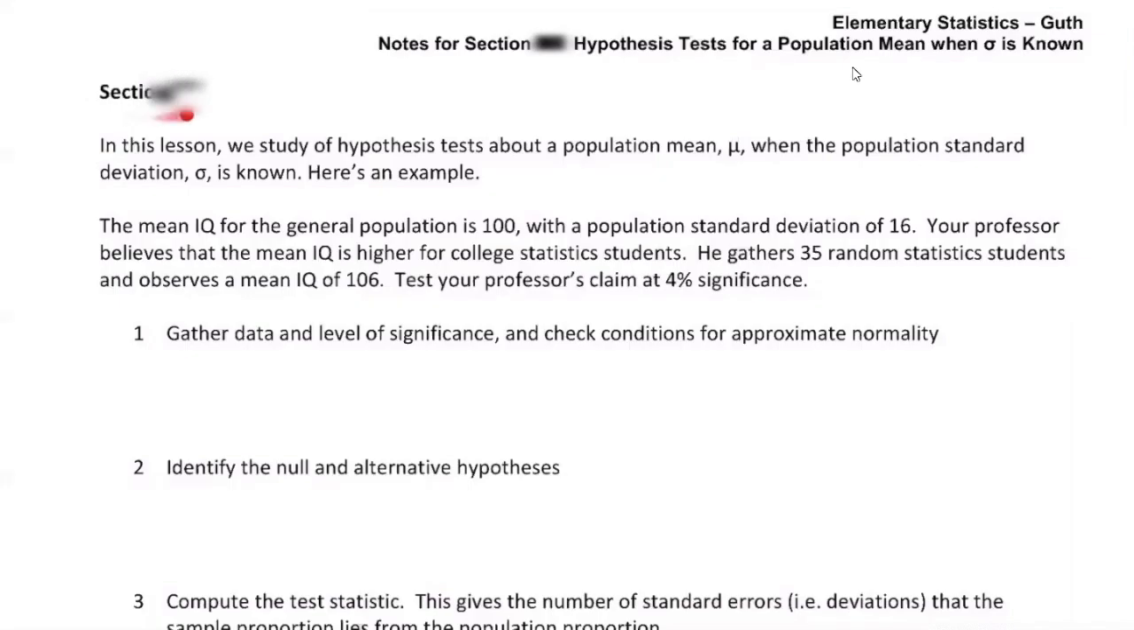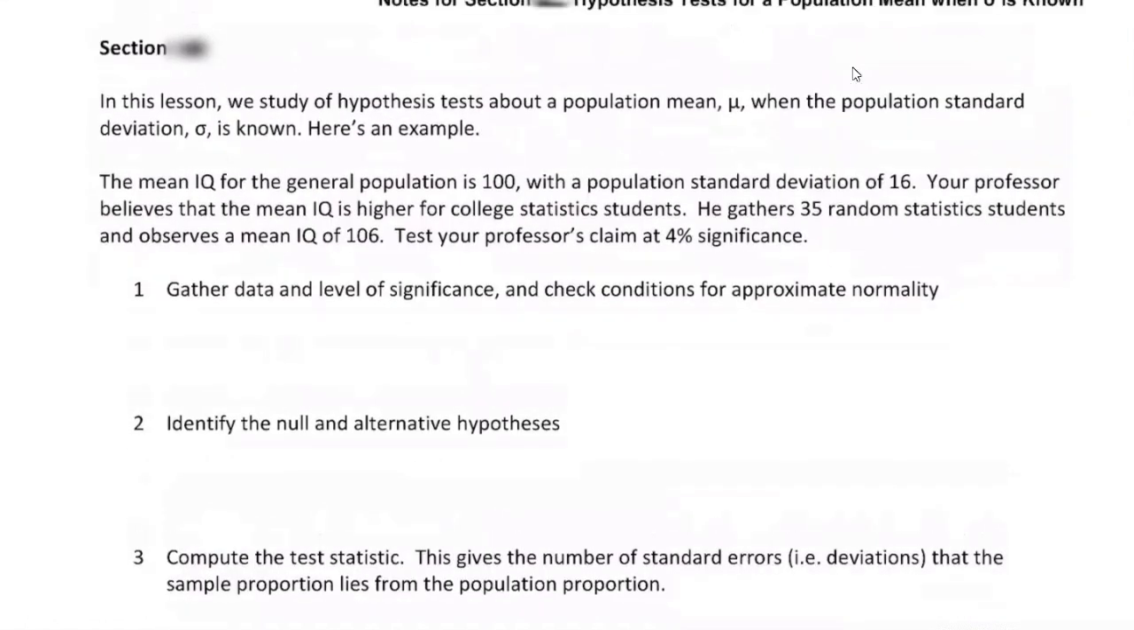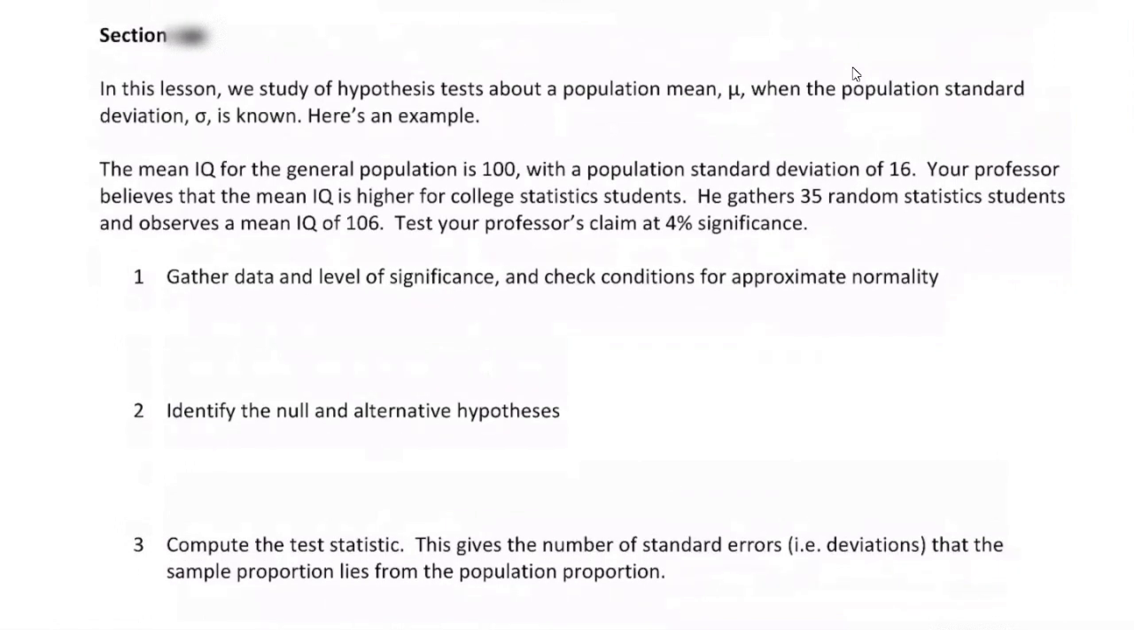Okay, so this is section 8.3. I'll go ahead and just start reading. It says, in this lesson, we study hypothesis tests about a population mean, which is mu, when the population standard deviation is known, which is not likely, but the tests are a little simpler, so we'll begin with those, and then we'll do a population standard deviation that's unknown.